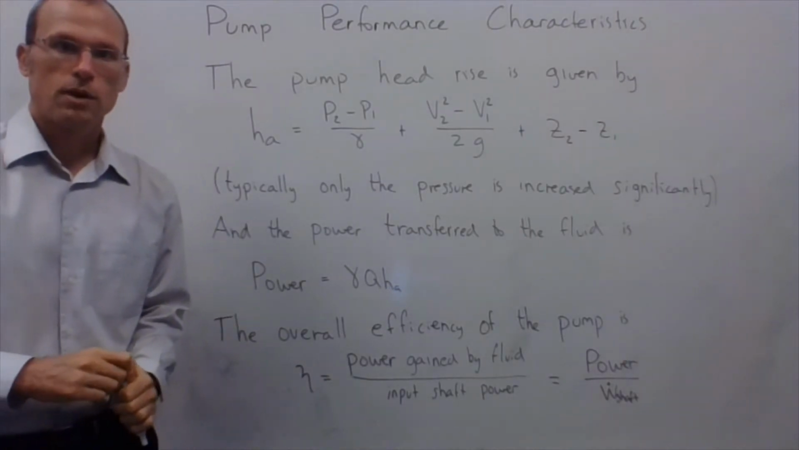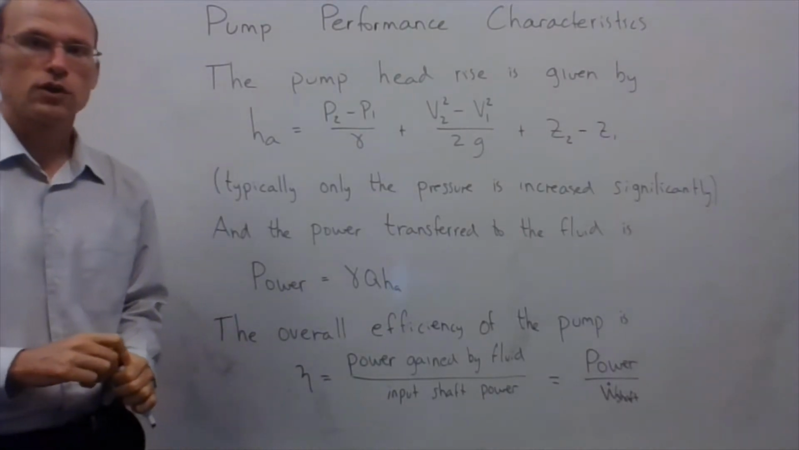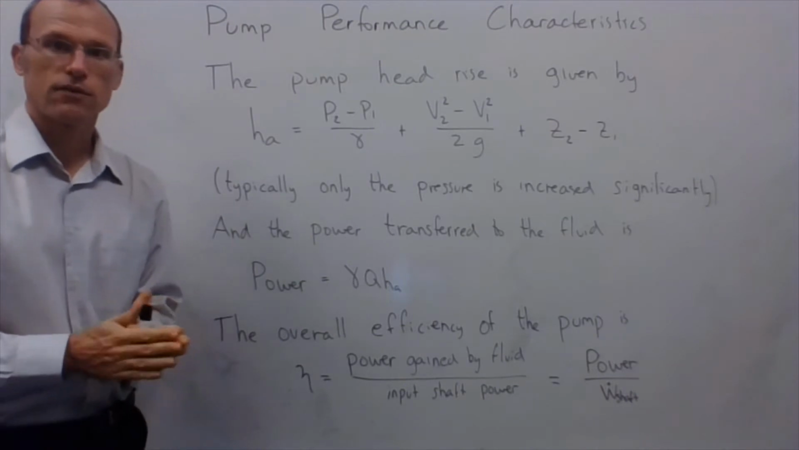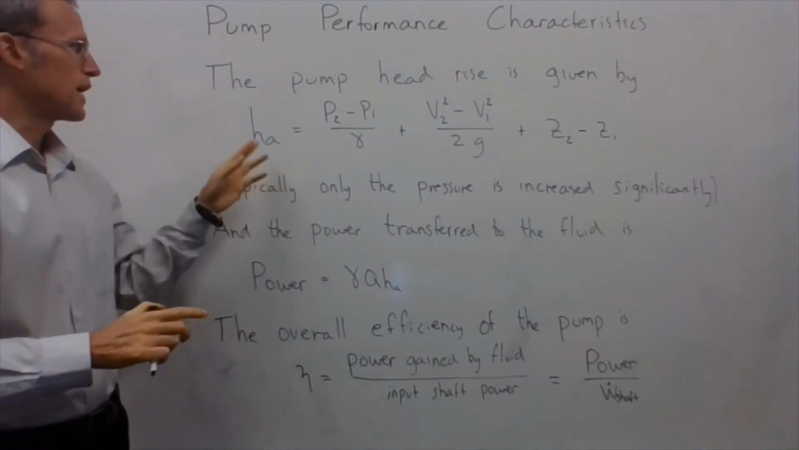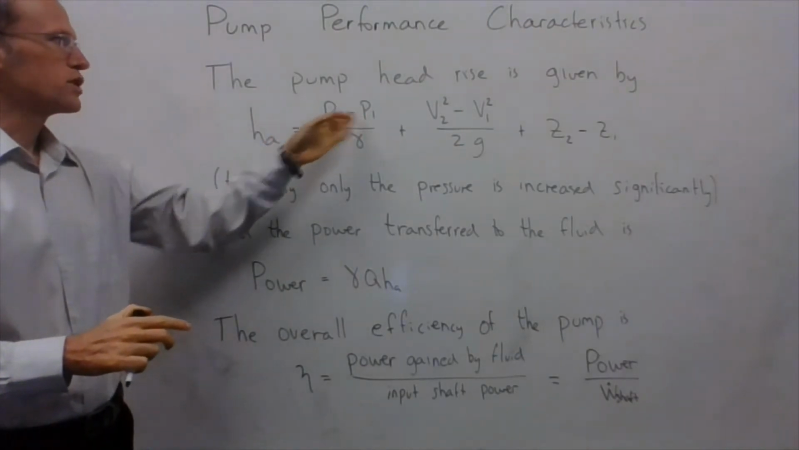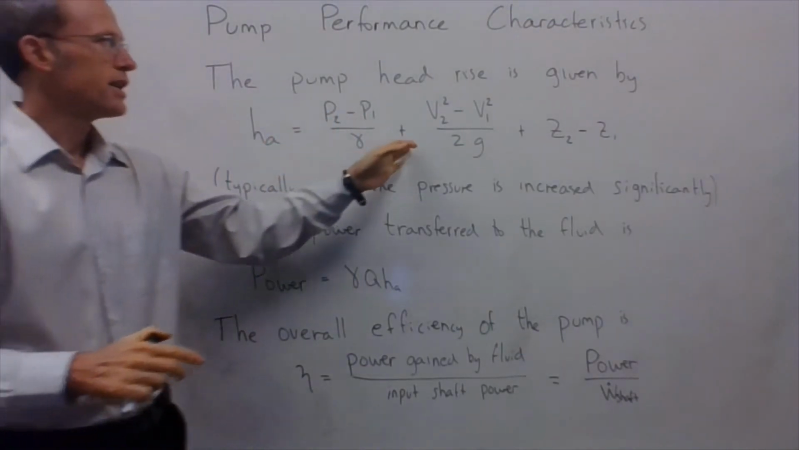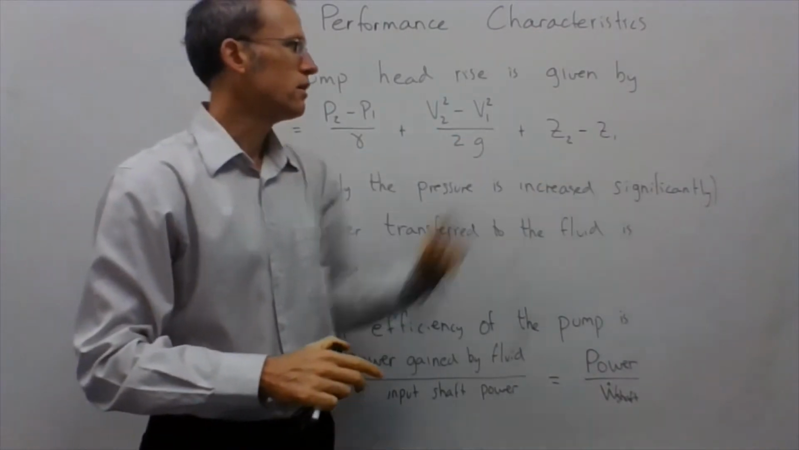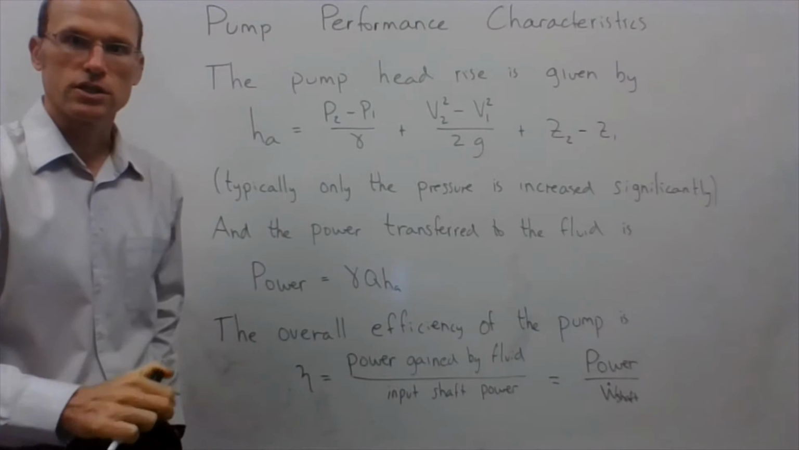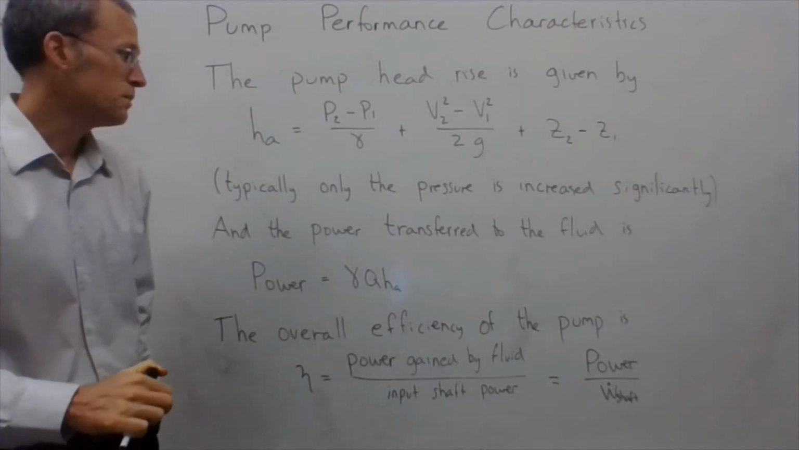So today we're going to deal with the pump performance characteristics. A few basic things that we have already seen dealing with pipes. Pump head rise: the actual head rise is the difference in pressure, P2 minus P1 over gamma, plus the difference in velocity, V2 squared minus V1 squared over 2g, plus the difference in height, Z2 minus Z1. So it's basically just the standard Bernoulli equation that we're used to.